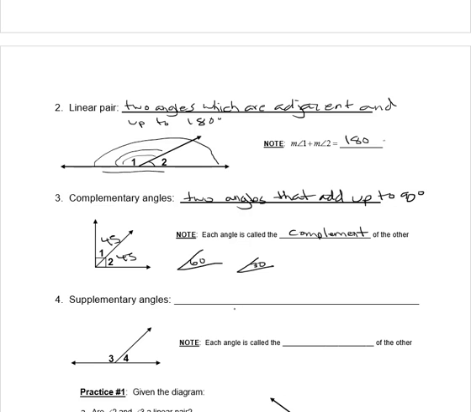Okay? So supplementary angles, like complementary angles, are going to be two angles, but instead of adding up to 90, they're going to add up to 180. So two angles that add up to 180 degrees. Okay? So in this example, let me scroll down just a bit.